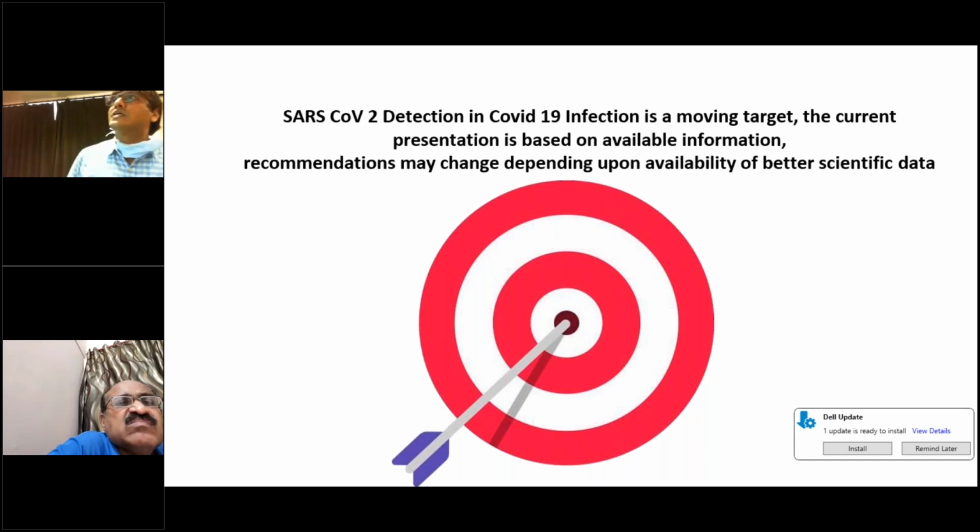In the last, I would like to say that SARS-CoV-2 in COVID-19 infection is a moving target, and the current presentation is based on available information. Recommendations may change depending upon the availability of better scientific data.